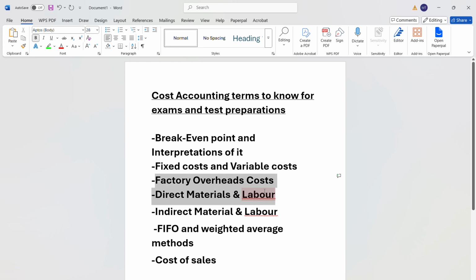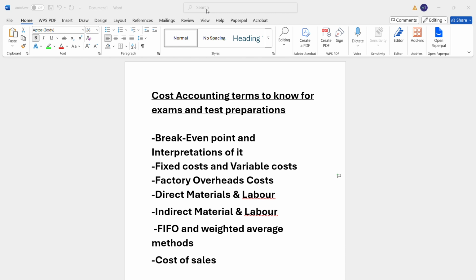And we have factory overheads cost. These are costs that are not directly related to our product and cannot be directly traced. Obviously they are required to make the product, but you cannot identify them in the product itself. For example, the plastic you use to put your oranges in is like an overhead; you cannot trace it within your product.